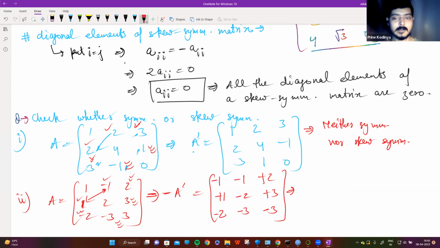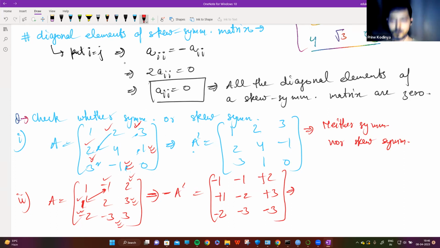First check all the non-diagonal elements. All the non-diagonal elements are following the conditions, but the matrices are not equal just because of the diagonal elements. Diagonal elements in A are 1, 2, 3, and diagonal elements in minus A dash are minus 1, minus 2, minus 3. It should be 1, 2, and 3 if they have to be skew symmetric. But they can never be skew symmetric because the diagonal elements 1, 2, 3 will not be equal to minus 1, minus 2, minus 3. 0, 0, 0 will be equal to minus 0, minus 0, minus 0.